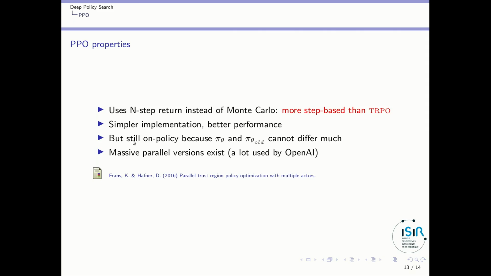But it is still on-policy because you still have this constraint that you don't want the new policy to be too far away from the previous policy. So it's not as sample efficient as off-policy algorithms.